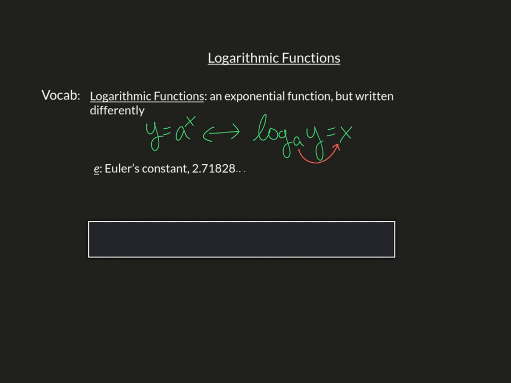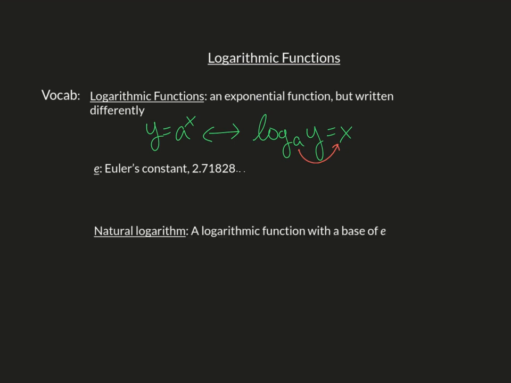Here we use the letter e, and that is very important when we get into logs because of our next vocab word, which is a natural logarithm. All a natural logarithm is, is a log function with a base of e. So up above where we have log base a, a natural log would be log base e. And the way we would write that, you would actually use ln instead of log.